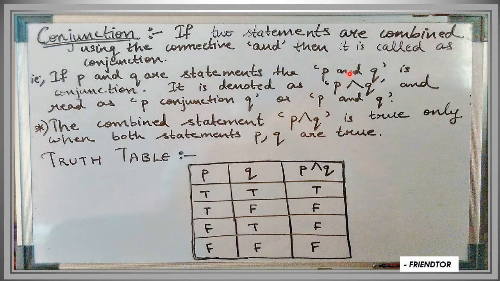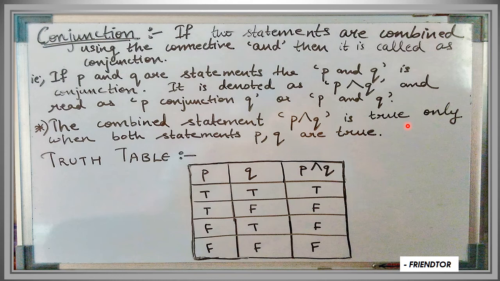So this symbol we already saw in the tabular form in the beginning, and it is read as P conjunction Q or P and Q. The combined statement, that is the resultant statement P and Q, is true only when both the statements P and Q are true. If both the statements are true, then their conjunction is also true.